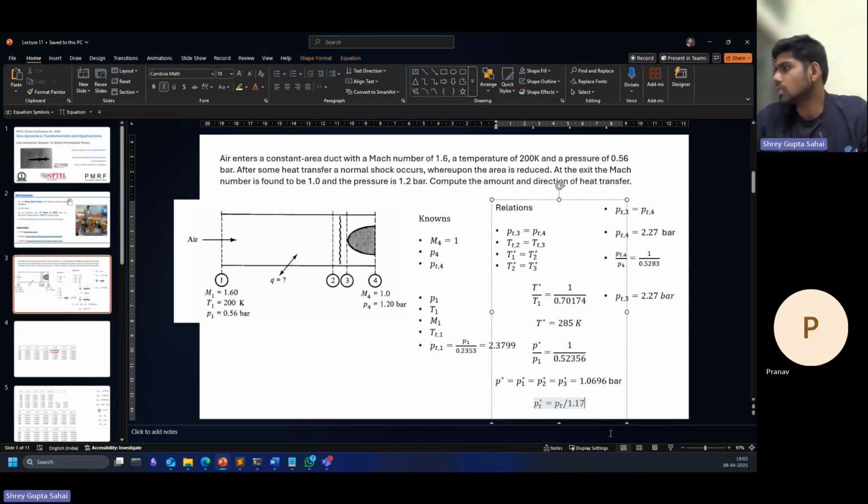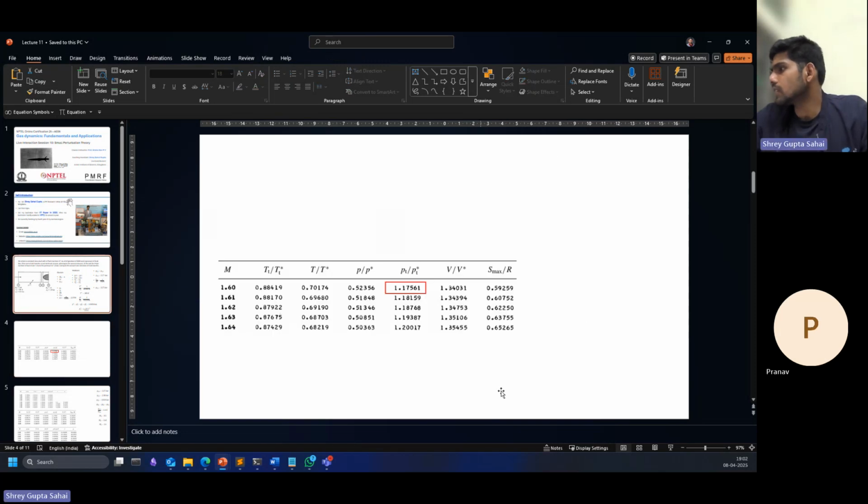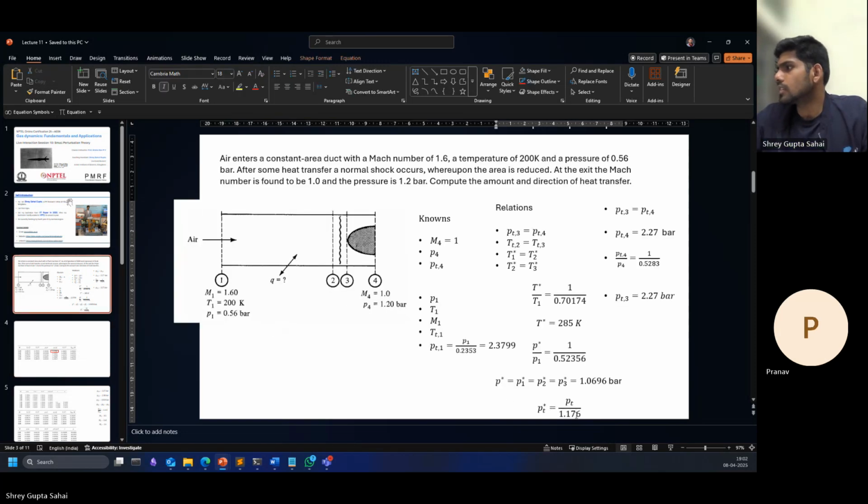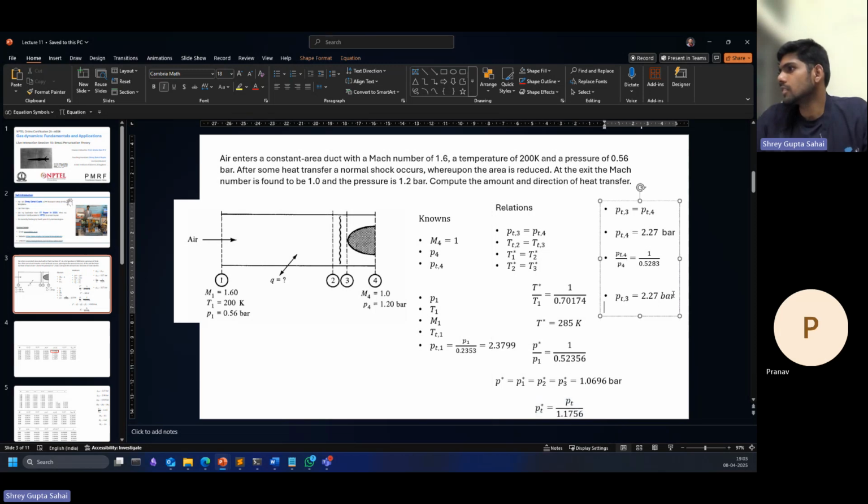1.17. Let me just check if that is fine. 3756, I think. Let us calculate what is P total star. Up till now we have not used one known, which is P4. We have used it, but we are sitting idle with this thing. We have P total at 2, but P total at 3 is 2.27. We can't proceed around it.